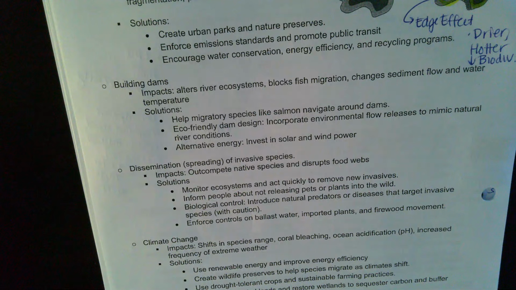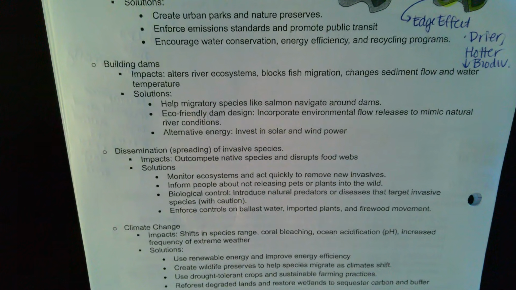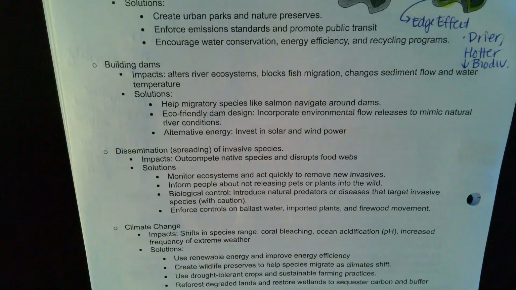Next up, we have building dams. When you build a dam, you alter the river ecosystem, you block fish migration, and change sediment flow and water temperature. Sediments are like tiny stones, sands, things like that that are inside of the water. I know what you're thinking. Sediment sounds like earth science. Correct. But remember, a lot of the standards are smushed together, so we are covering some earth science.